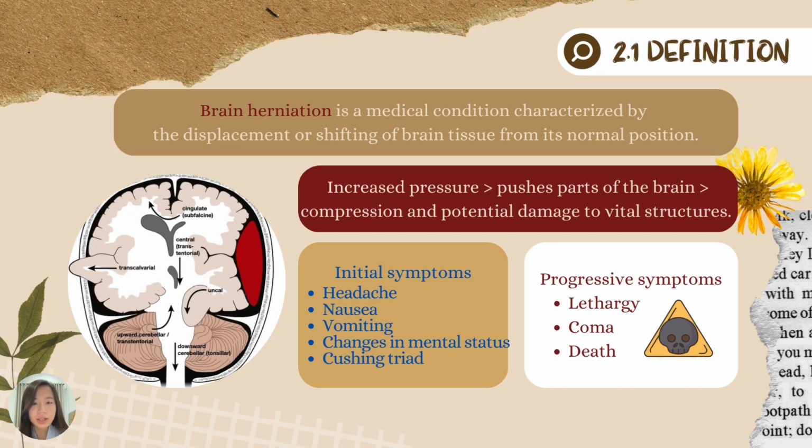Brain herniation can be caused by other problems suffered by the patient, such as brain edema, bleeding, tumors, liver failure, and kidney failure. Symptoms that generally occur include headache, nausea, vomiting, changes in mental status, and Cushing's triad. Subfalcine, transtentorial, and tonsillar herniation are the most commonly recognized forms, and each type has its own specific characteristics and potential complications.